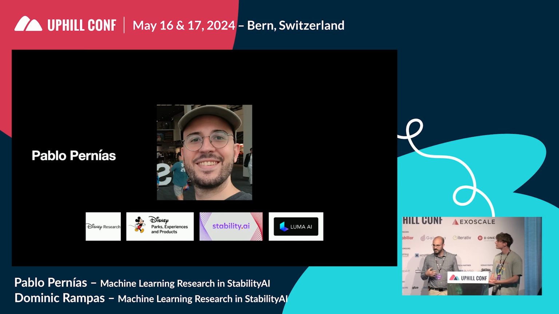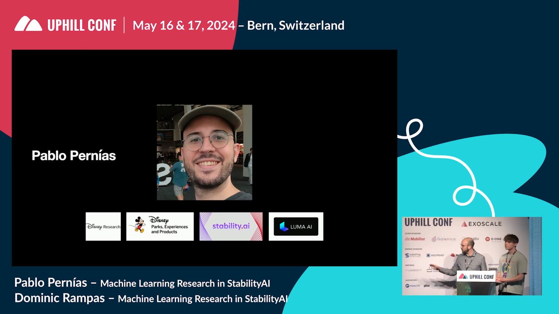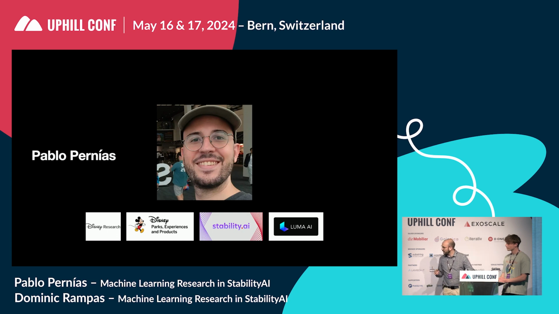My name is Pablo Pernias. I come from Spain. I currently work as a research scientist at Luma AI, where we're doing a lot of super interesting work on generative models. Before that, I was working at Stability, also on image models. And even before that, I was at Disney with Mikel, who already introduced me, also doing a lot of cool work on media and analysis.